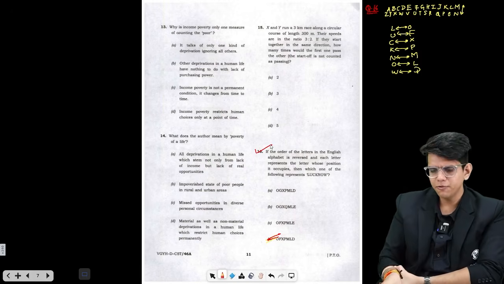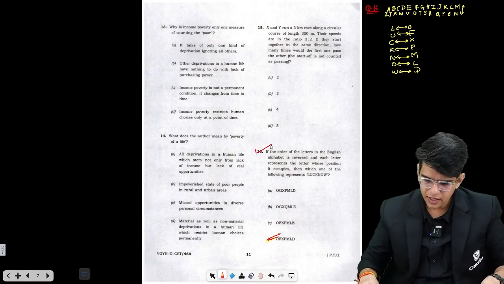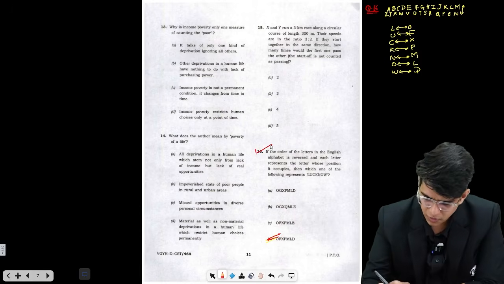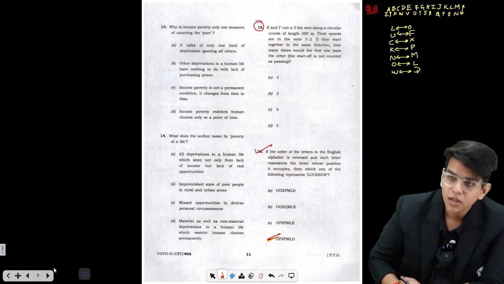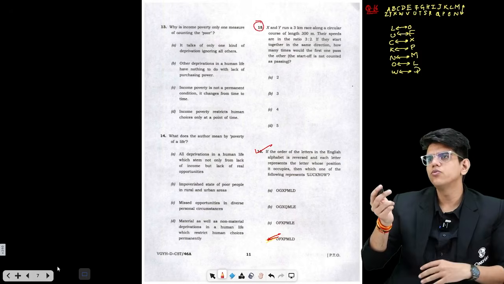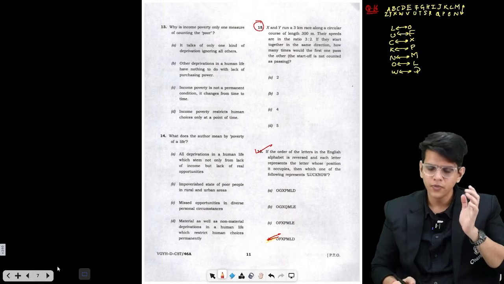Question number 15 is a time, speed and distance question. Okay, it is a good question. Let's do this later. Right, this is a good question. Let's try to solve some more questions. So we are into 15 minutes and we have already solved 5 questions, which is a good speed.